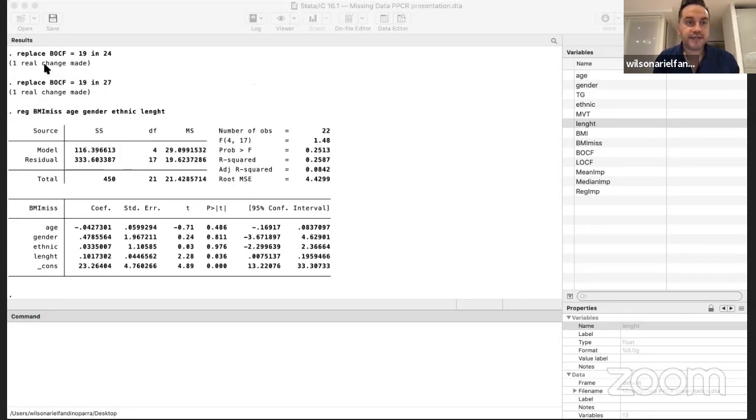Let's imagine that this first patient had some missing data here.